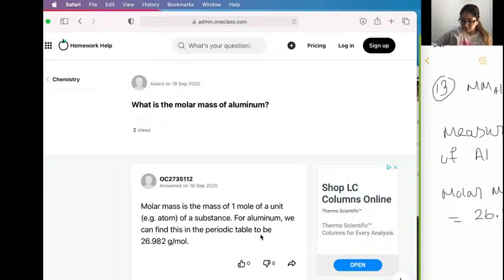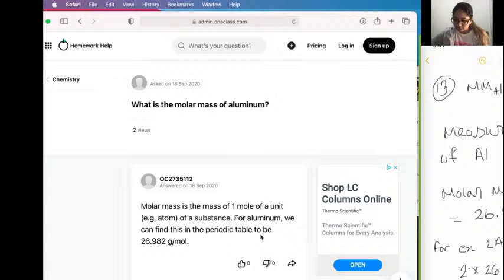So if we want to find 2 moles of aluminum, for example, we would just multiply 2 times 26.982, and we get the molar mass of 2 moles of aluminum, which would be 53.964 grams.